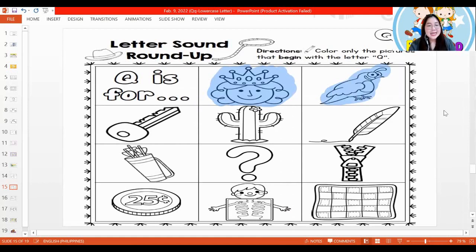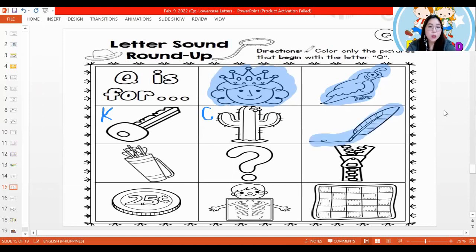How about key? Does key start with the letter Q? No, it starts with what letter? Letter K. So let's write capital letter K on the side. Next one, we have cactus. Does cactus start with the letter Q? No, cactus starts with the letter K. Very good. This is called a quill. Does quill start with the letter Q? Yes, it does. So let's color our quill.